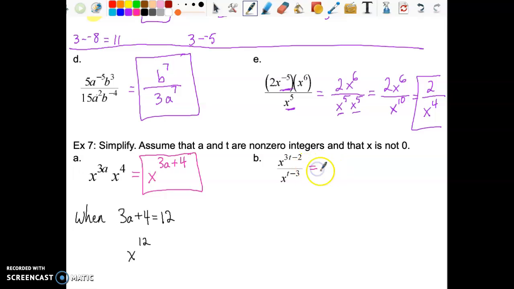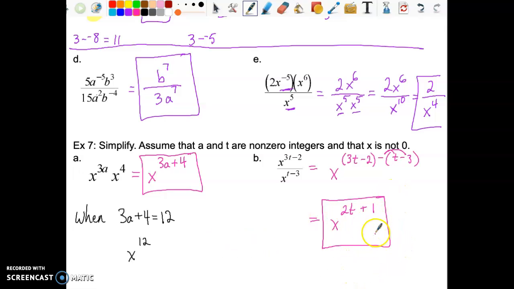Same thing with this. If you understand that dividing with the same base, you subtract your exponents, the only thing I would encourage you to do is make sure that you put parentheses, because you need to distribute that minus to each term. So the correct answer is actually 3t minus 1t is 2t, and negative 2 becomes plus 3 because you have to distribute. So negative 2 plus 3 is 1. And this is the answer we're looking for here.